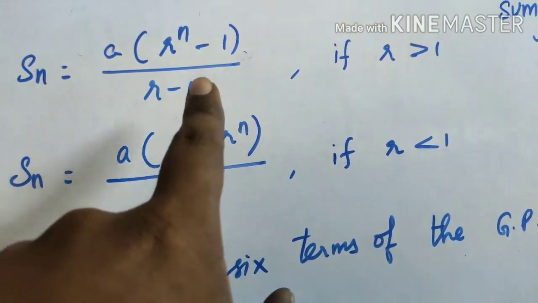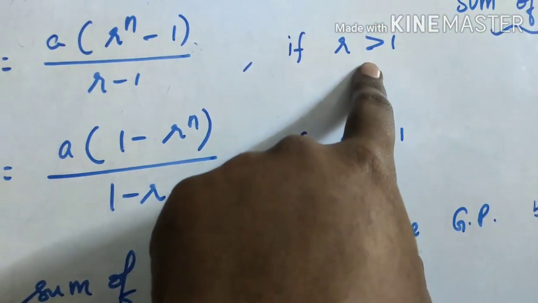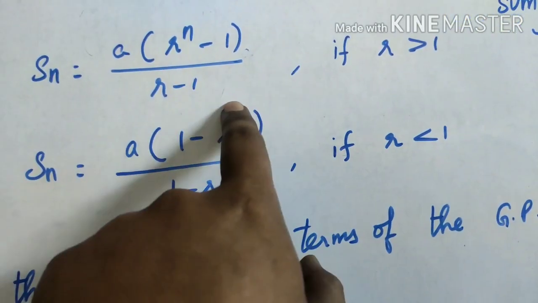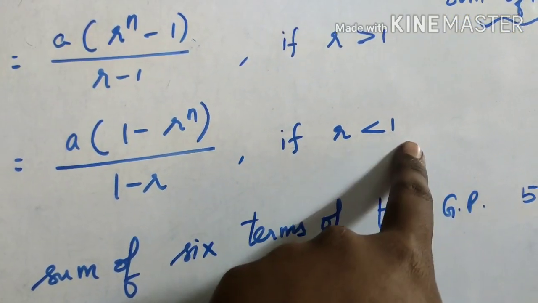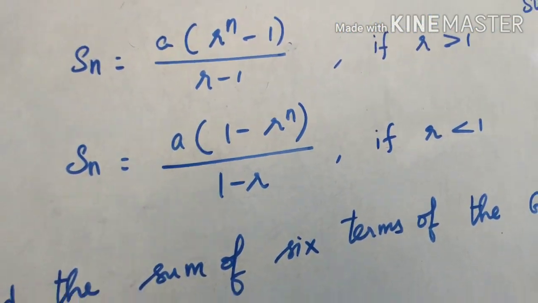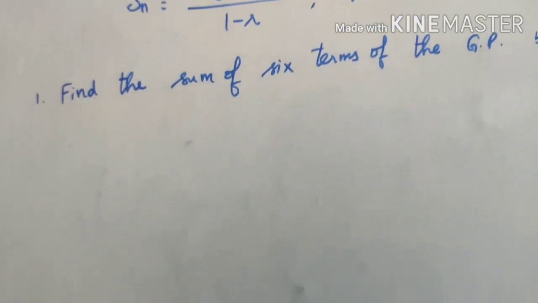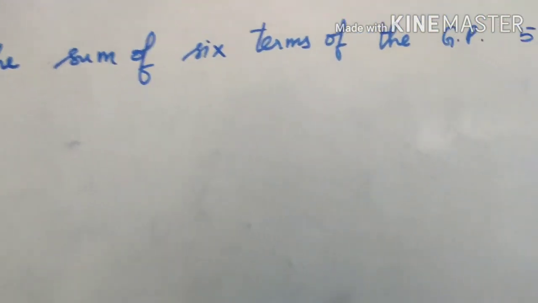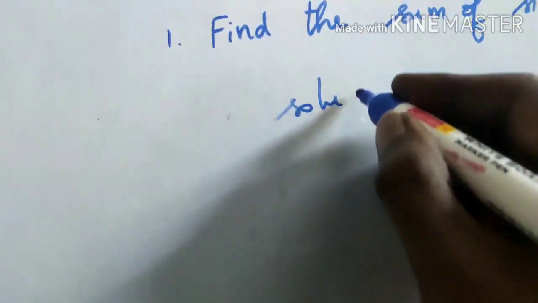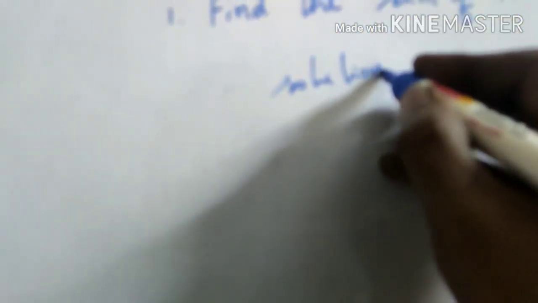You can use the first formula when R is greater than 1. R means common ratio. If the common ratio is greater than 1, you use this formula. If the common ratio is less than 1, you use the other formula. Now, if you want to find the sum, the first work is to find the common ratio. So see here, first let us find the common ratio for this sum.